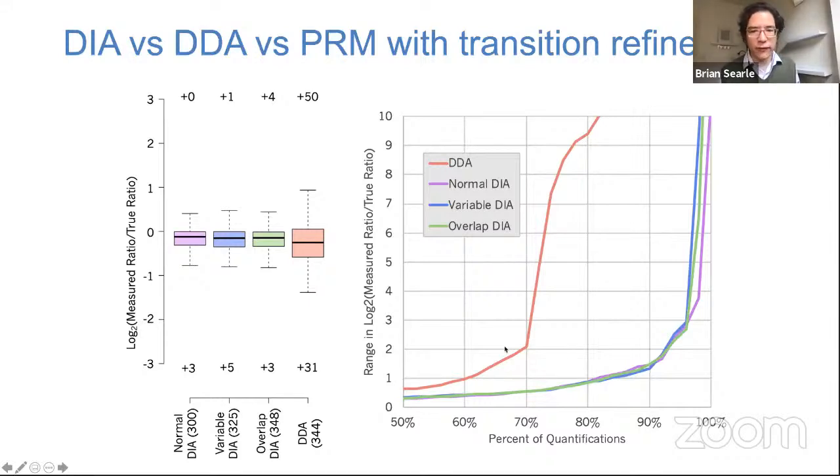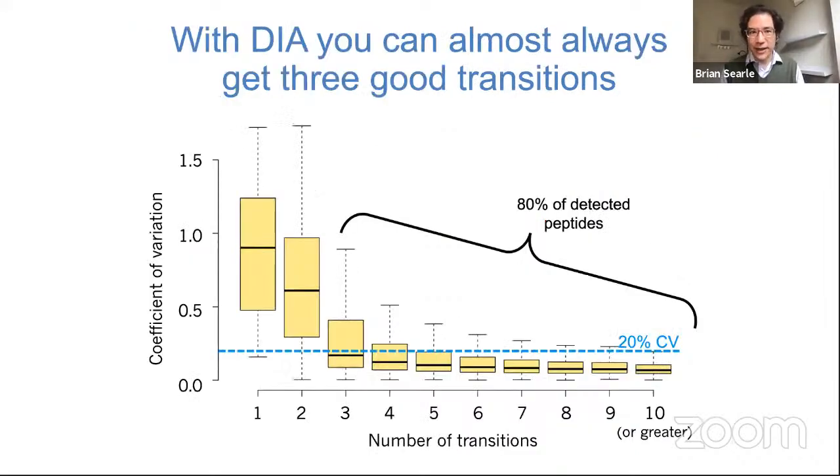One of the reasons for this has to do with the fact that with DDA, you are extremely reliant on getting an accurate monoisotopic measurement, +1 measurement, +2 measurement. If any one of those measurements is interfered with, then the overall signal that you're trying to work with is interfered with. One of the advantages of DIA is that you can almost always get 3 good transitions out of any given peptide measurement. In this particular case, over 80% of the detections that we're making in this experiment have over 3 transitions.